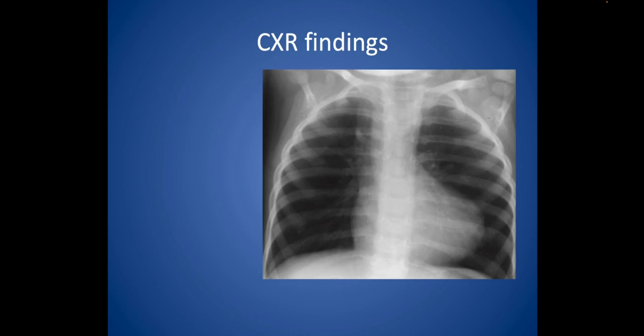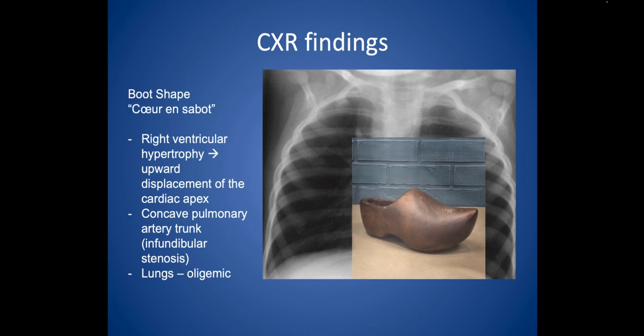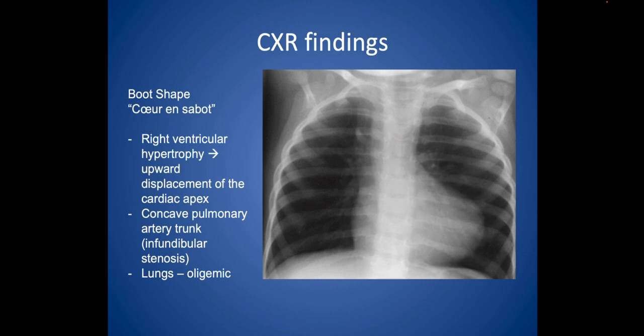Chest x-ray findings, as mentioned, it's the typical boot-shaped heart. This actually came from France. It was termed coeur en sabot, which I'm horrible at saying, but it really refers to those clog-shaped shoes and its resemblance to them. The reason is the right ventricular hypertrophy that results in upward displacement of the cardiac apex, as well as a concavity of the pulmonary artery trunk, and overall you get that clog or boot-shaped heart.